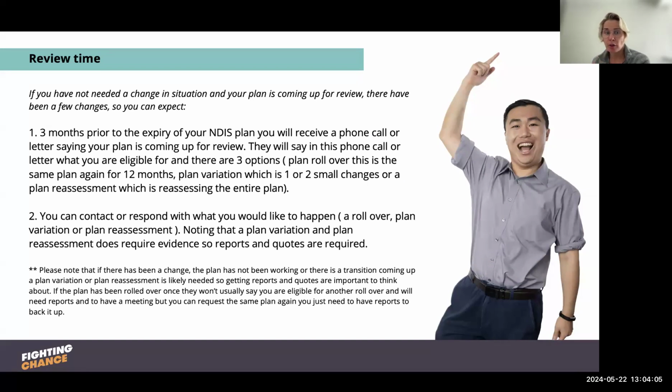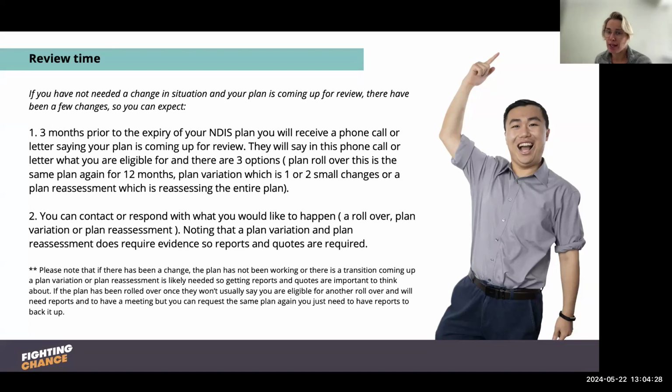There's a plan rollover. This is the same plan again for 12 months. There's a plan variation, which is 1 to 2 small changes. There's a plan reassessment. You can request a plan variation or a reassessment. The rollover, you can't really choose. You can ask for it, but they will assess it. If you've had your plan roll over a couple of times, they're not going to roll it over again.